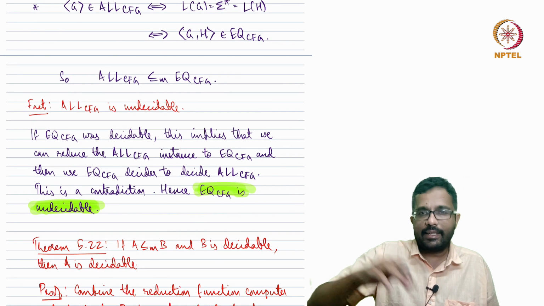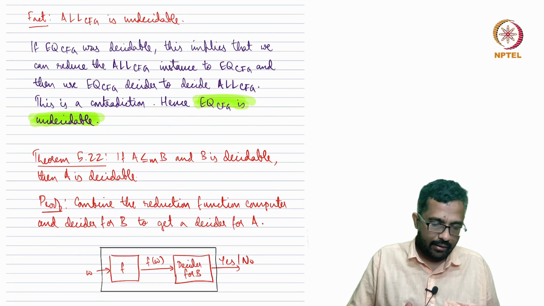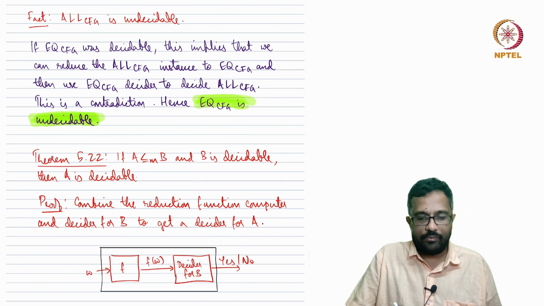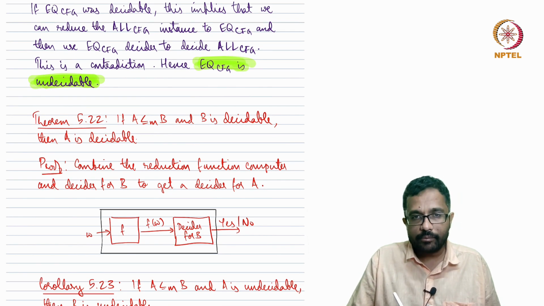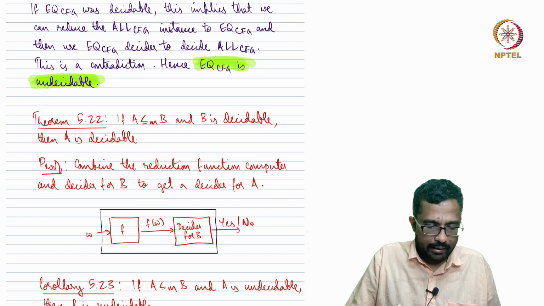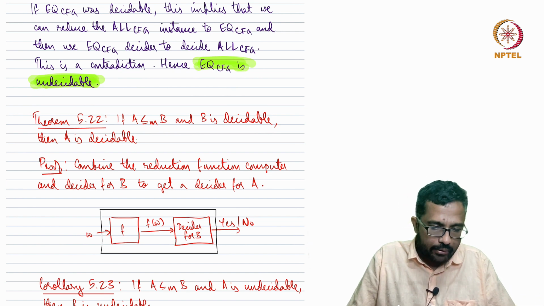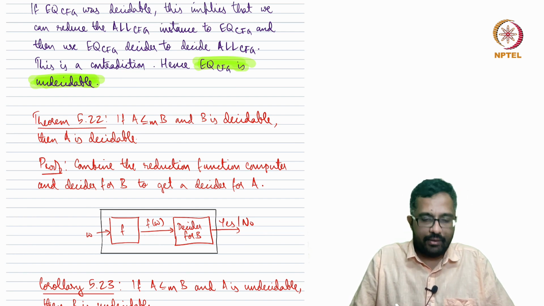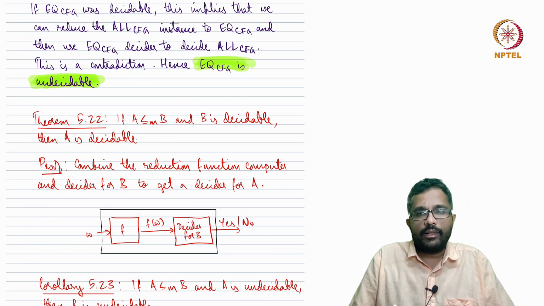So now we have seen decidability and undecidability using reductions. Let me formally state it. If A reduces to B and B is decidable, then A is decidable. This is theorem 5.22 in the book. So what do we do? Given a string w, and we want to check whether it is in A or not, we compute the function f, which is a reduction from A to B. So this is a reduction machine from A to B, and then we input f of w to the decider for B.